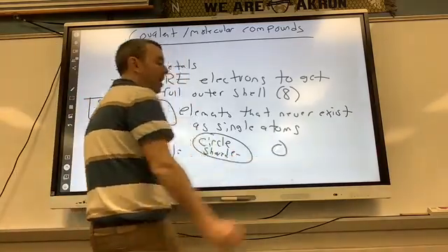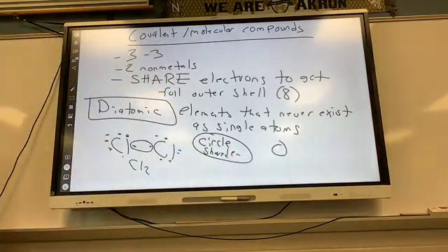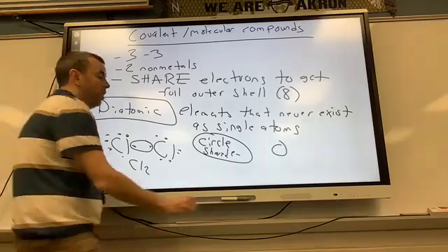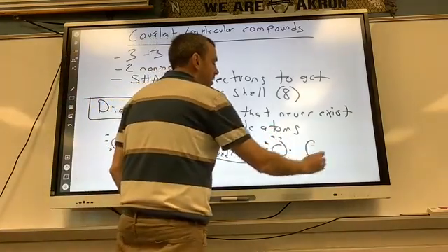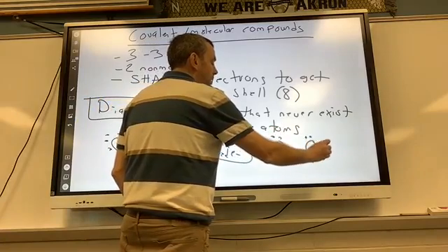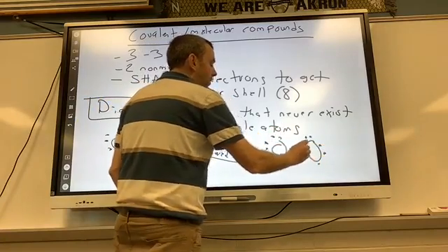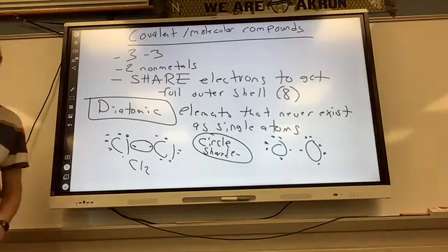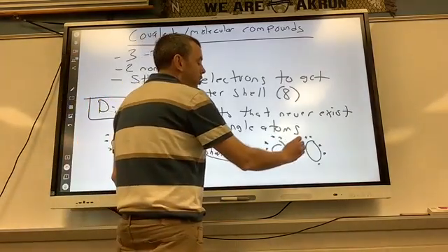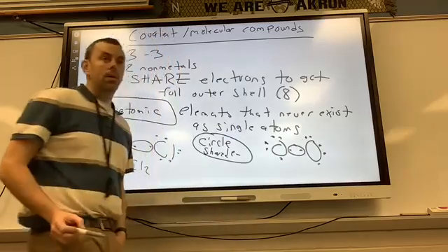What about oxygen? Oxygen has how many dots? 6. Here's another oxygen, with 6. Does either one want to give one away? No, right? Because if it gave one away, it'd only have 5, yes? So these need to share a pair of electrons here.